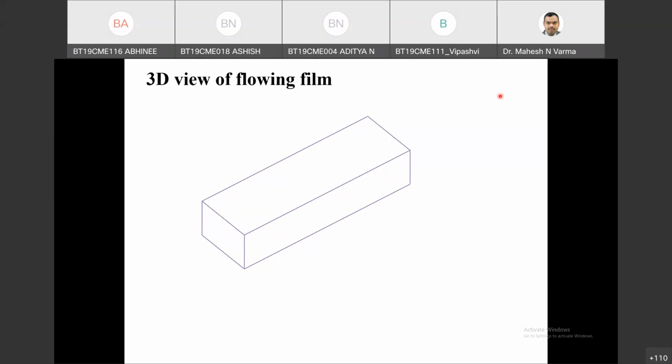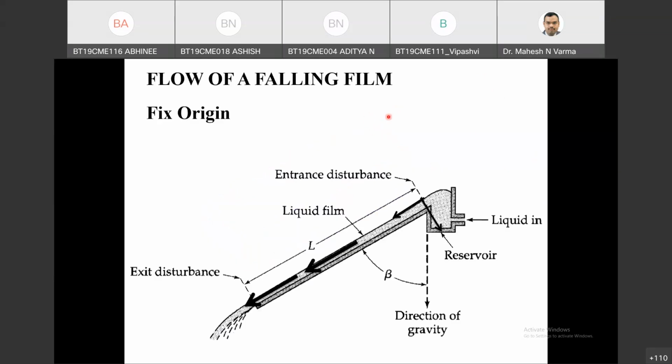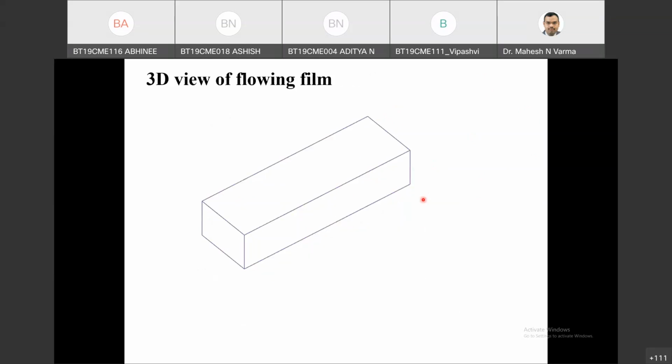So where is my origin? My origin is at the top corner. So you can see the top corner and far end. This is the near end and far end. There are two ends at this point, one near end and one far end. So my origin is at the top corner, far end. So where will be my origin?